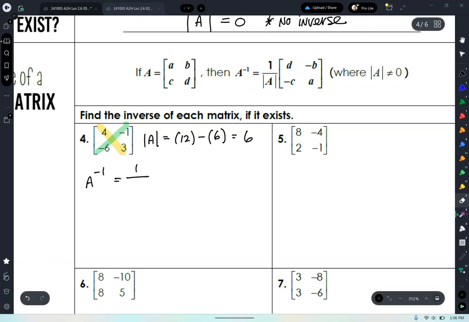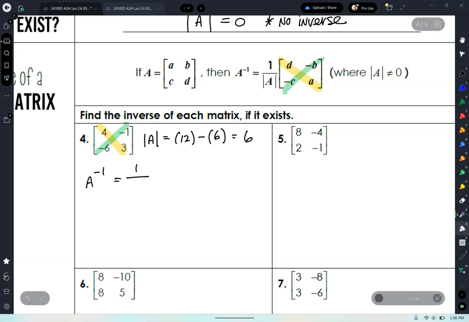This is where it gets a little bit weird. In fact, let's highlight what happens. Element 1,1 and element 2,2 switch places. Element 2,1 and element 1,2 change signs. The opposite of. They stay in the same location, it just becomes the opposite of.